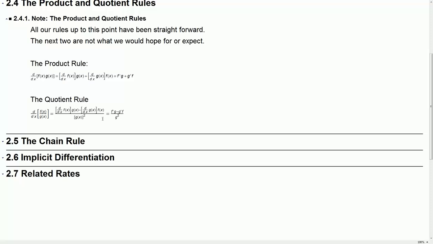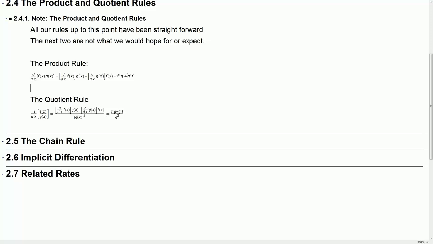Now, another way I could have said that is the derivative of f over g is equal to f prime g minus g prime f all over g squared. So the formula is very complicated for the quotient rule. There's a lot of things you have to pay attention to.